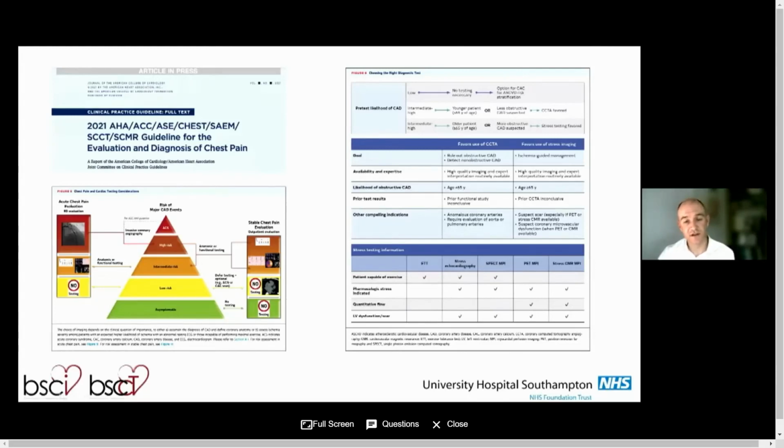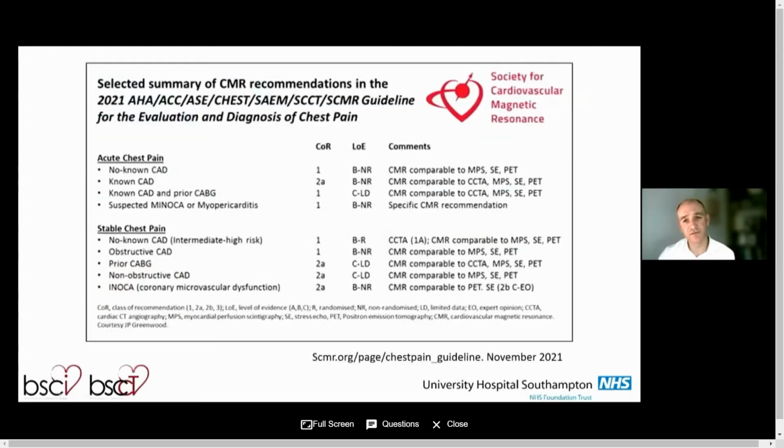This is just a really lovely summary slide produced by the Society of Cardiovascular MRI, looking at what the American Heart Association said about CMR in these guidelines. They've said effectively that in stable chest pain patients with no known coronary artery disease, CTCA should be recommended, and that CMR is perhaps a secondary investigation, comparable to the other exercise tests. But for all patients with obstructive coronary artery disease, previous CABG, non-obstructive coronary artery disease, or suspicion of microvascular dysfunction, then CMR is comparable to all of the other stress perfusion tests that are being used.